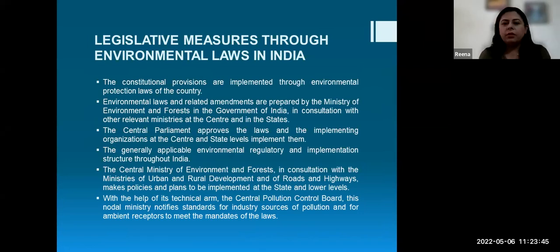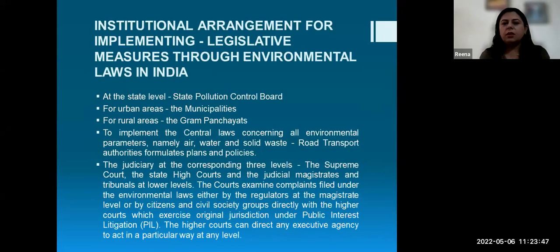So as per the institutional arrangement for implementation of legislative measures at the state level, we have state pollution control boards. For urban areas, we have municipalities. In all these acts and rules, there are specific responsibilities governed by state pollution control boards. Special powers are given to SPCBs and municipal corporations of urban areas, and for rural areas, gram panchayats are responsible for undertaking administration related activities and acting as an implementing agency of these environmental acts and rules.